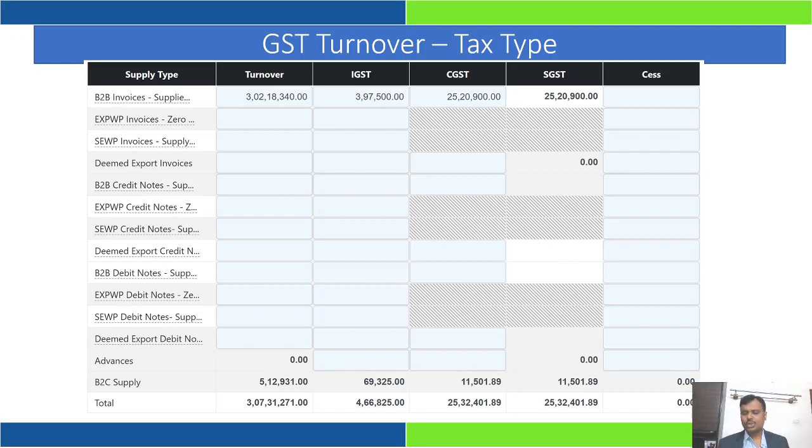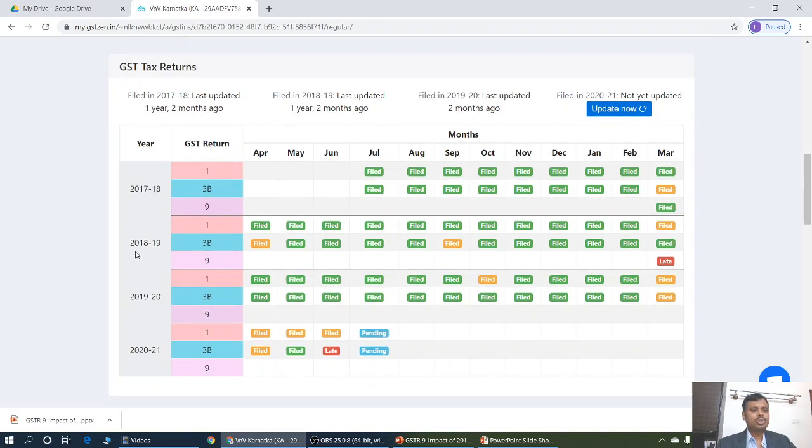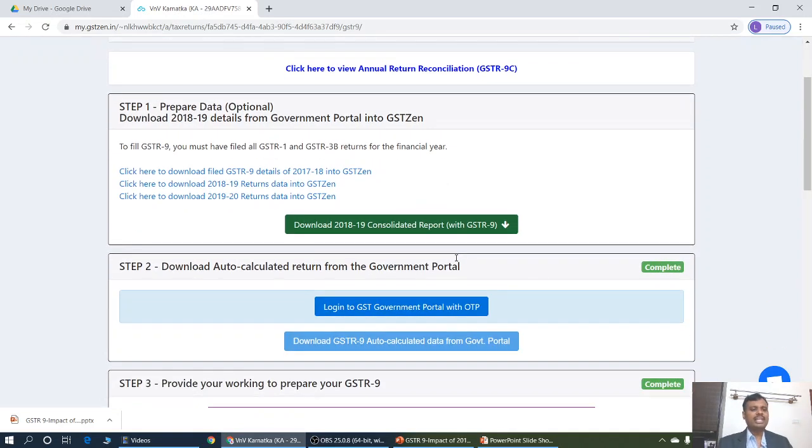Let me also show you how we will do this in GSTZen. Let me go to GSTZen. Now in GSTZen on your dashboard, you will see month on month the GSTR 1 and 3B. I am picking 2018-19 GSTR 9. Let me click here and it will take us to GSTR 9. GSTZen has an option to automatically calculate the information, where there is a step by step process on how it needs to be done.